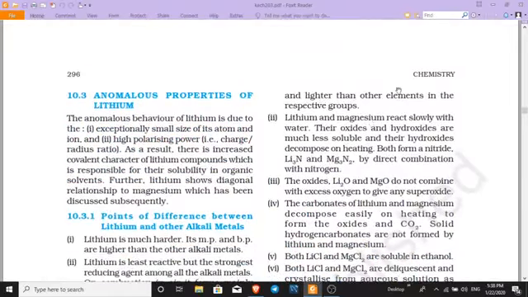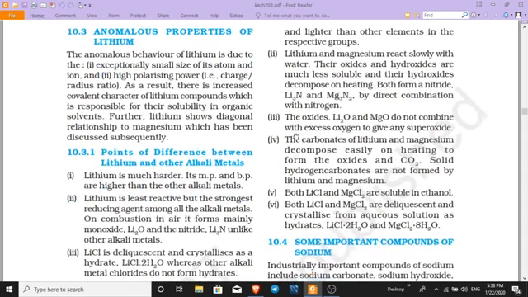and lighter than other elements in the respective groups. Lithium and magnesium react slowly with water. Their oxides and hydroxides are much less soluble and their hydroxides decompose on heating. Both form a nitride, Li3N and Mg3N2, by direct combination with nitrogen. The oxides Li2O and MgO do not combine with excess oxygen to give any superoxide.